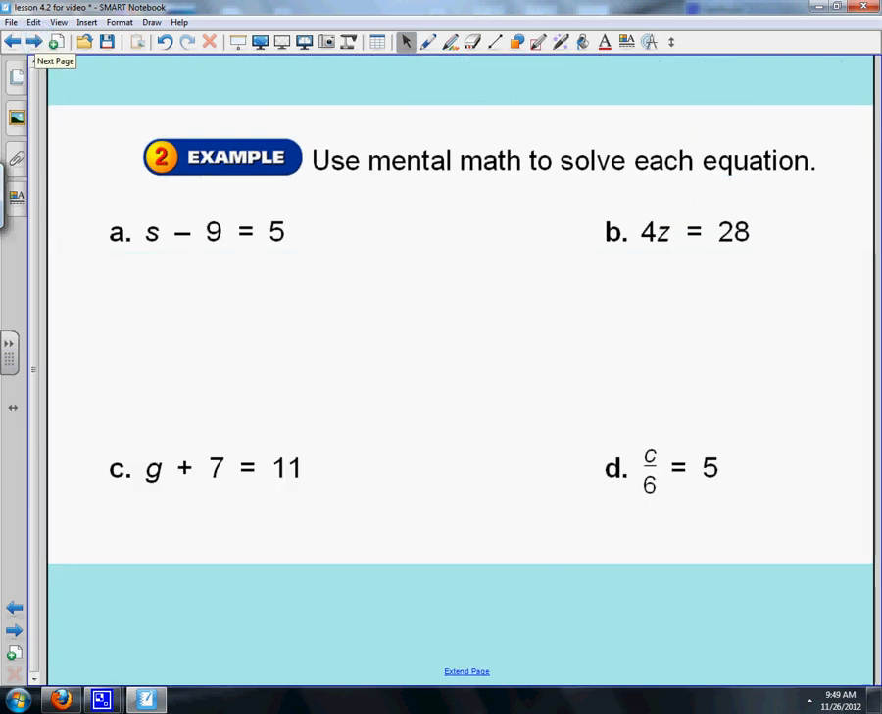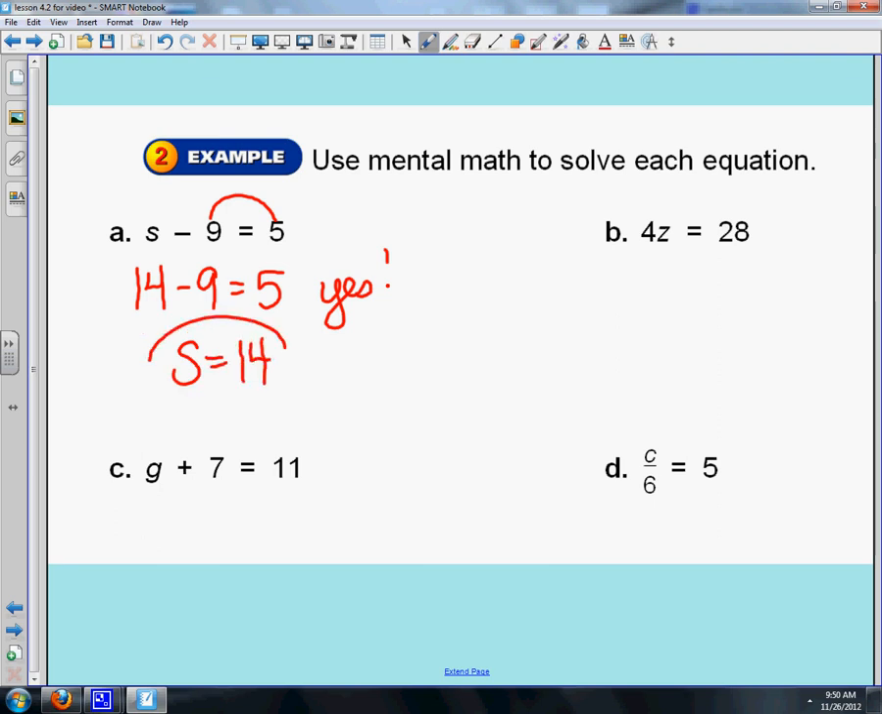Here's how we want you to do it. It says use mental math to solve each equation. So what minus 9 equals 5? You have to figure out some number, minus 9 equals 5. So really what I'm doing is I need to add these two numbers together. 9 plus 5 is 14, and then I need to check. 14 minus 9, does that equal 5? Yes. So then S equals 14.